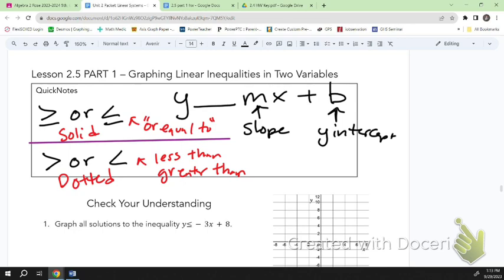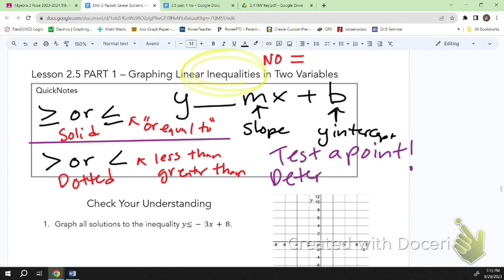And then we don't need an equal sign? Right. There's no equal sign when we're graphing inequalities. It's going to be one of these symbols. When we graph inequalities, we always need to test a point. That will determine your shading, and the shading is our solution region. We're going to do an example together right now here in number 1.